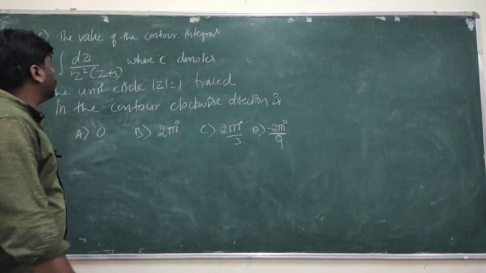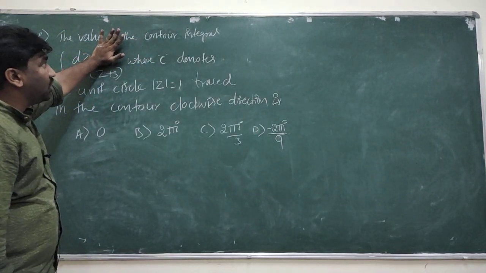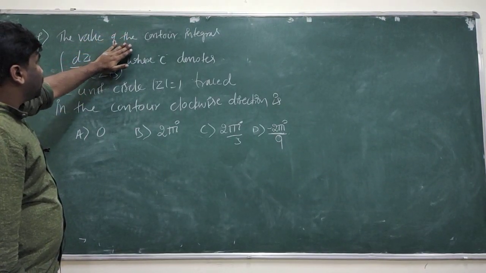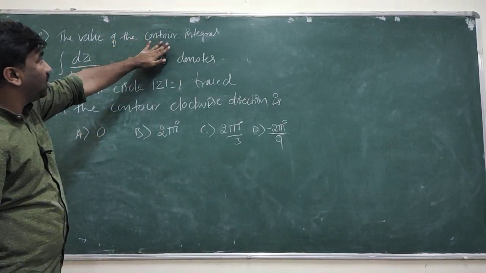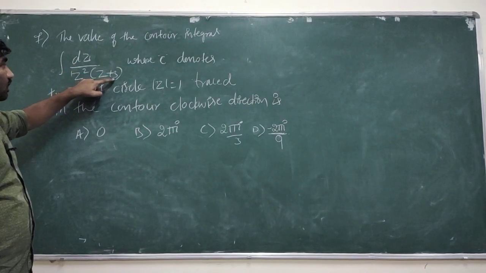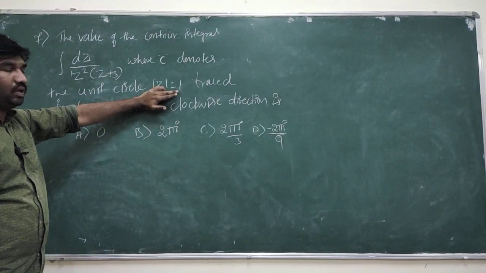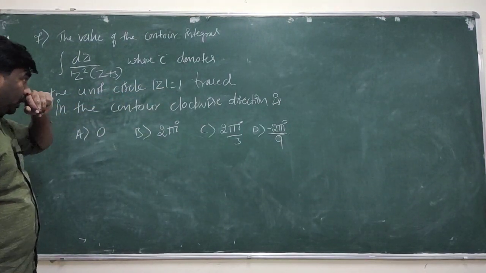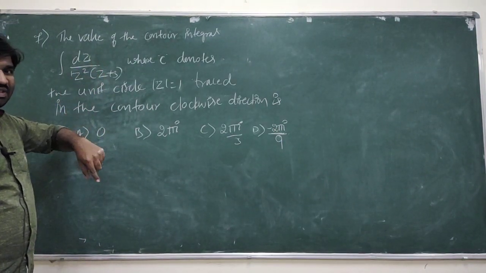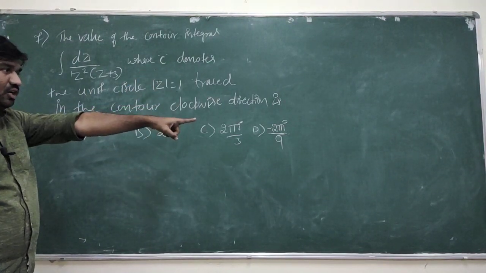So this is question number 7. Question number 7 is based on complex analysis, or complex integral. The question is like this: the value of the contour integration dz by z square into z plus 3, where c denotes the unit circle mod z is equal to 1, traced in the counterclockwise direction. So this is counterclockwise direction, anti-clockwise direction. If we consider this as an anti-clockwise direction, then only we can get the correct option.